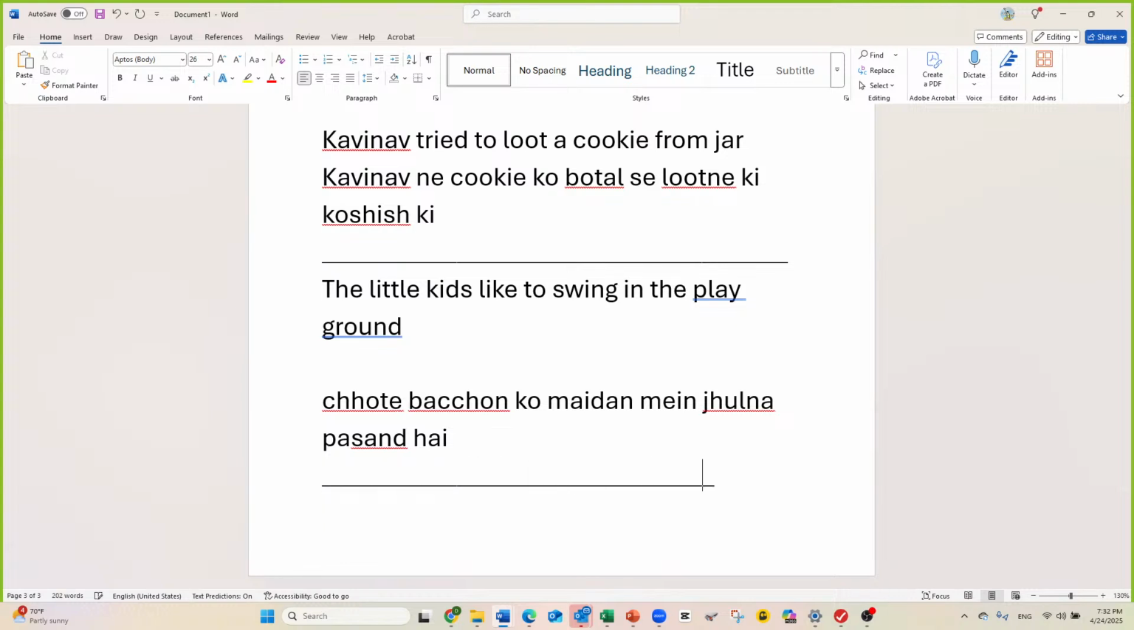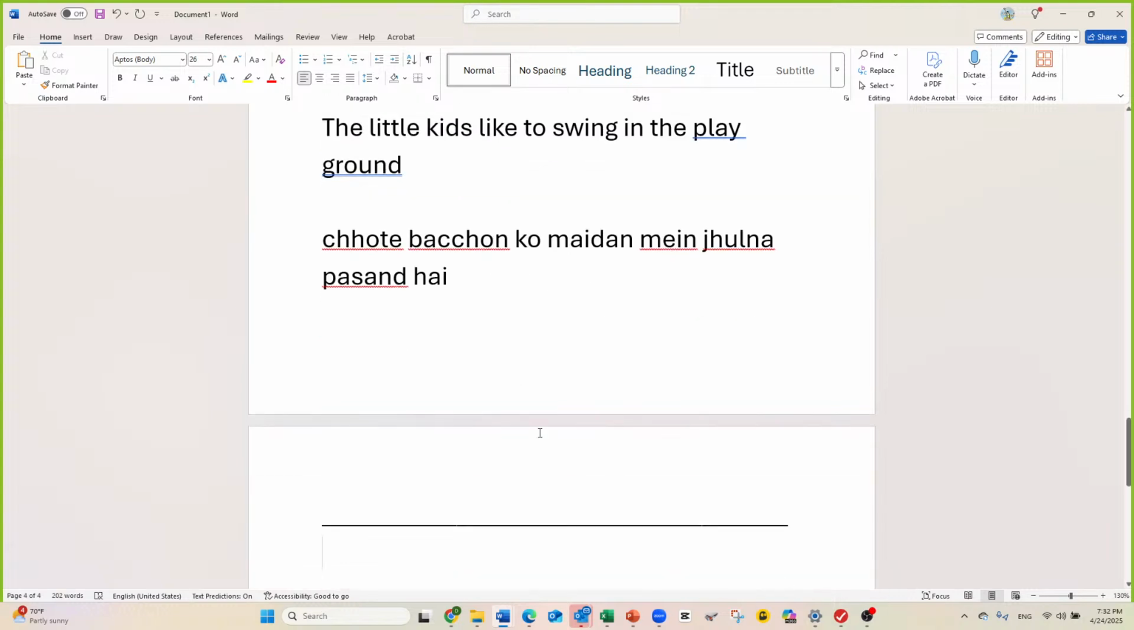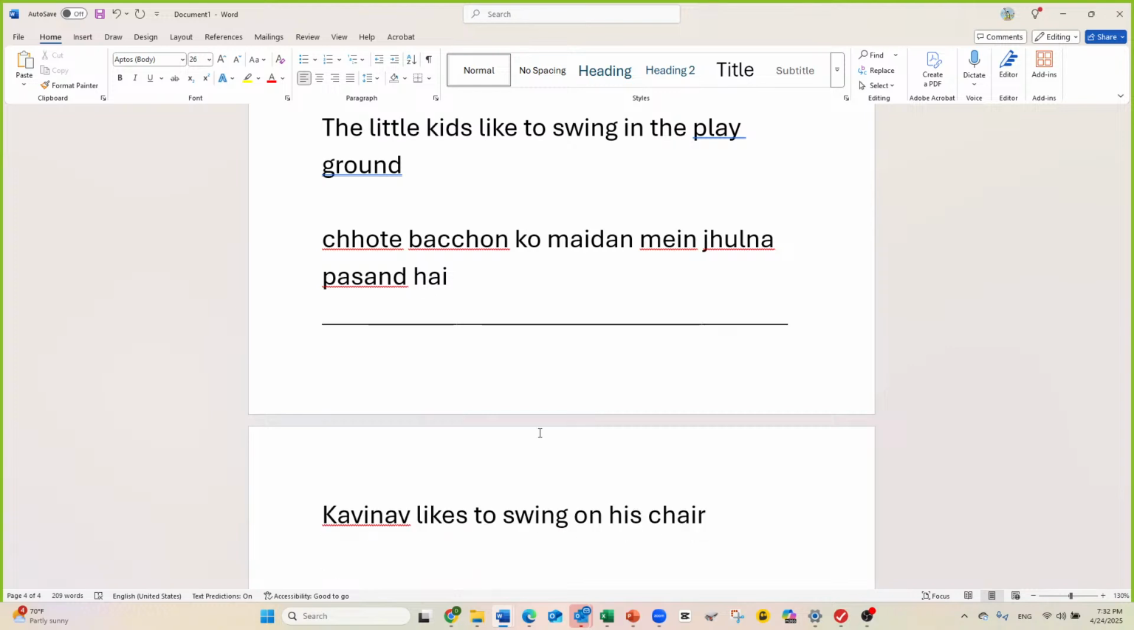So how would you say Kavi now likes to swing on his chair? कविनों को चेयर में झूलना पसंद है. झूलना पसंद है. Very good.